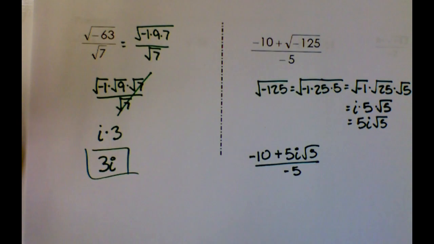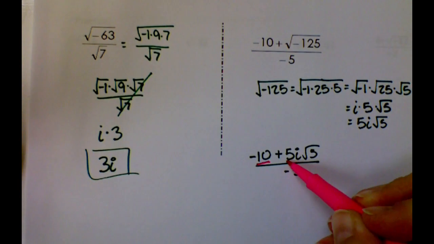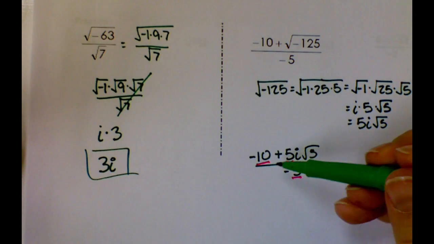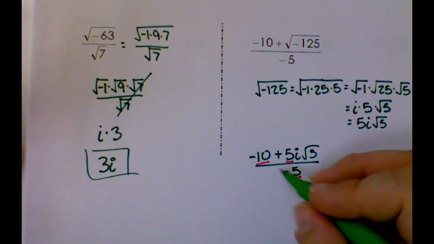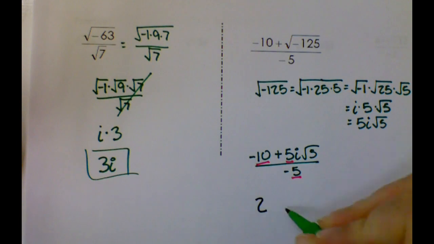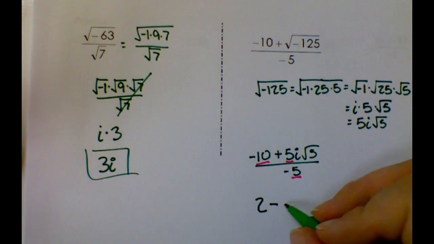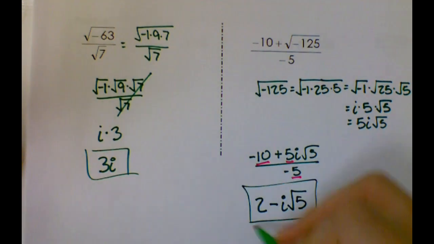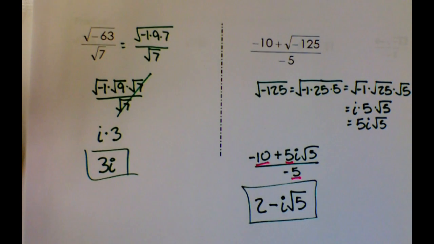Just like when we simplified before in the quadratic formula, we just kind of ignore the i and the square root of 5 part now. These can all be divided by 5. Well, actually -5. So that makes it +2 minus 1i square root 5 all over 1. So we get 2 minus i square root 5.